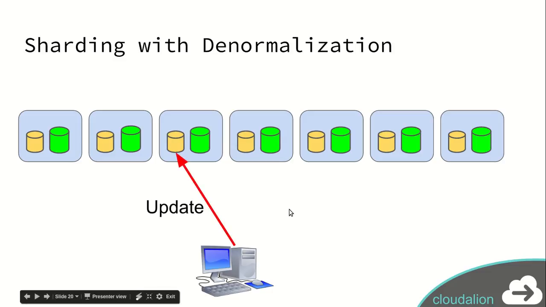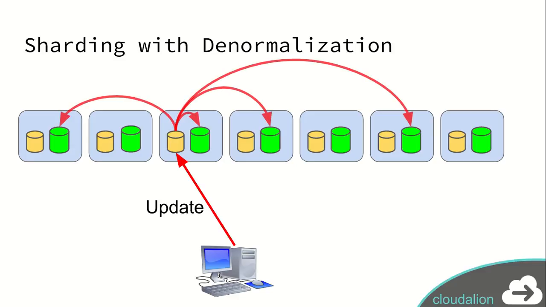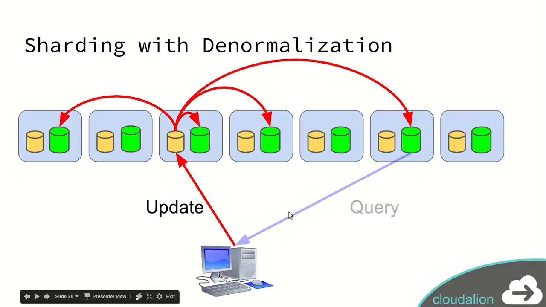So when a user updates their timeline, their tweets, for example, writes a new tweet, the business logic goes ahead and distributes this tweet across many timelines, all their followers' timelines. So when a user wants to make a query, this is a simple query from a single table.